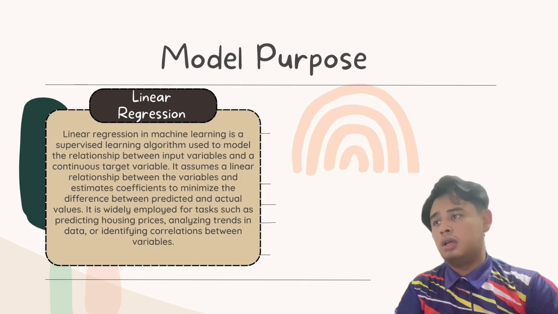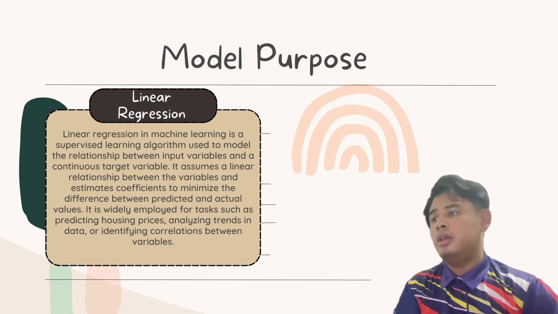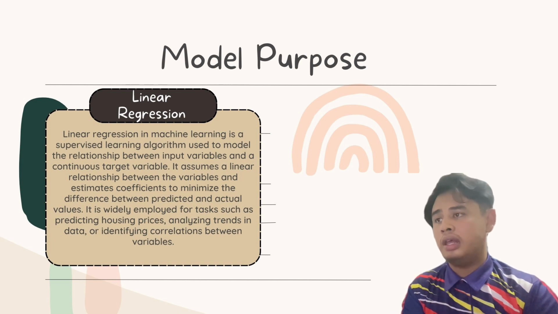Model proposed about linear regression. Linear regression in machine learning is a supervised learning algorithm used to model the relationship between input variables and a continuous target variable. It assumes a linear relationship between the variables and estimates coefficients to minimize the difference between predicted and actual values. It is widely employed for tasks such as predicting housing prices, analyzing trends in data, or identifying correlation between variables.